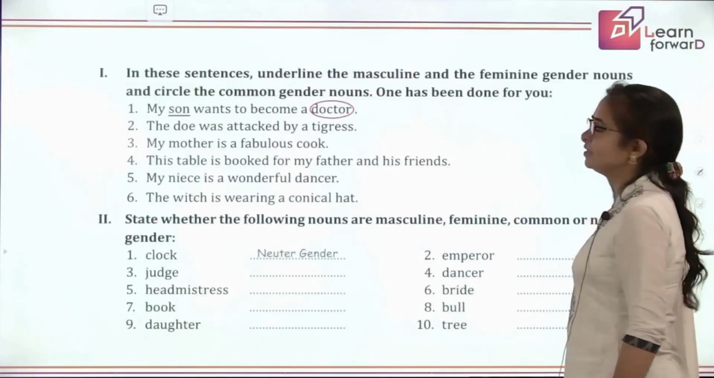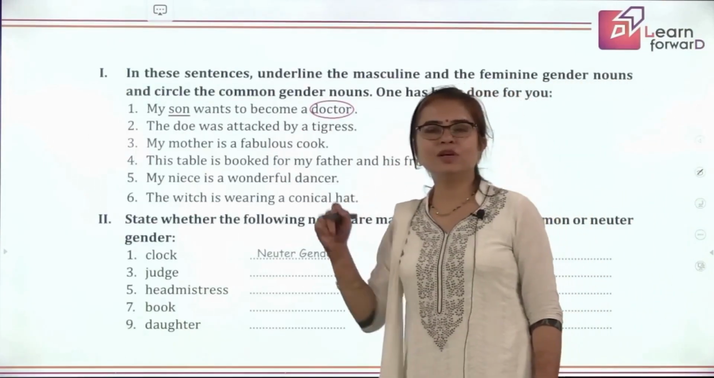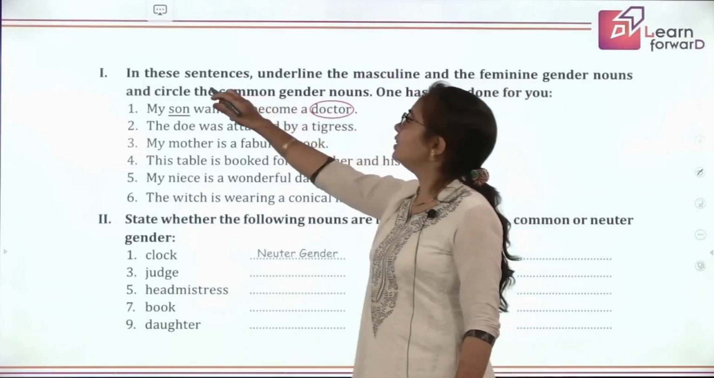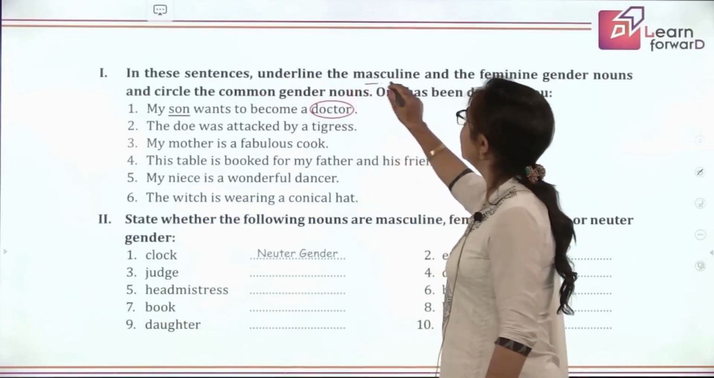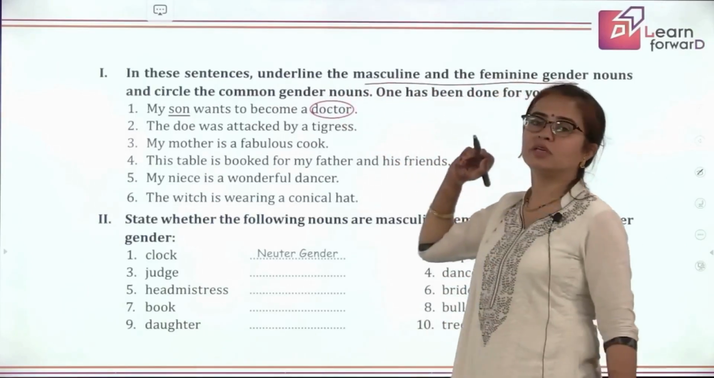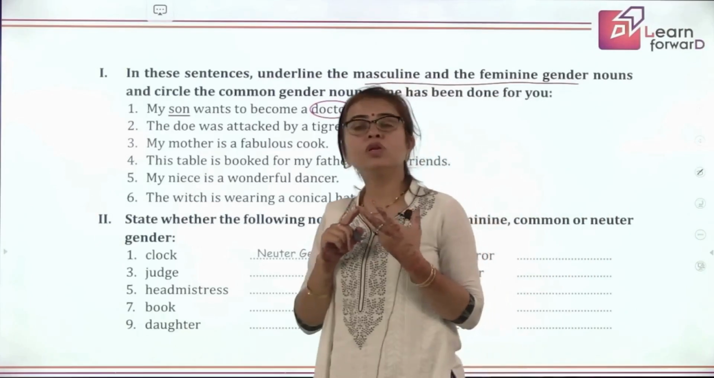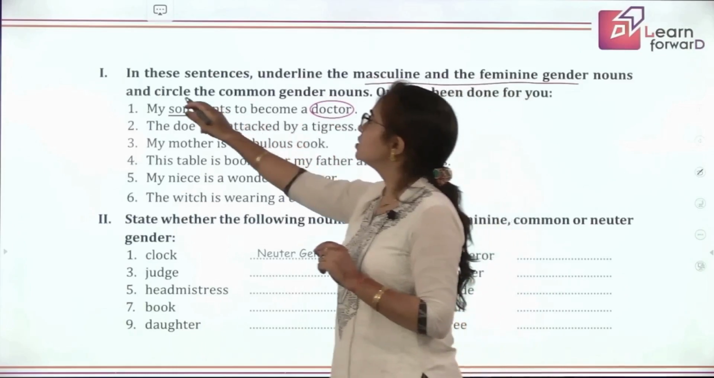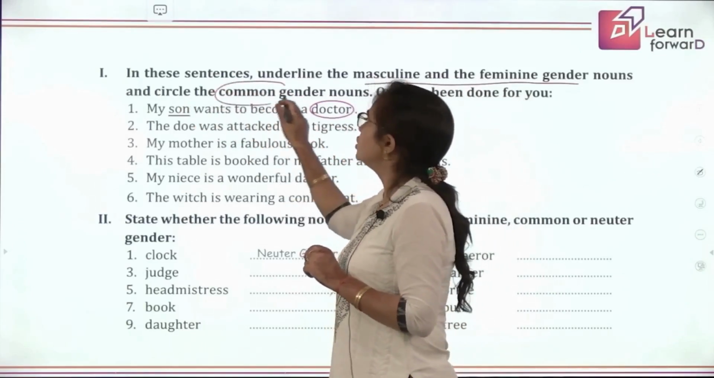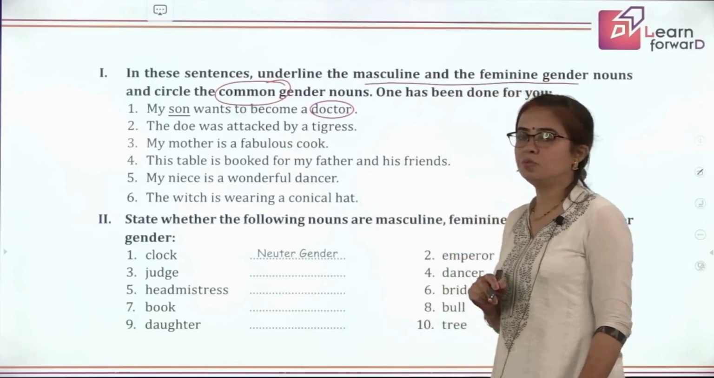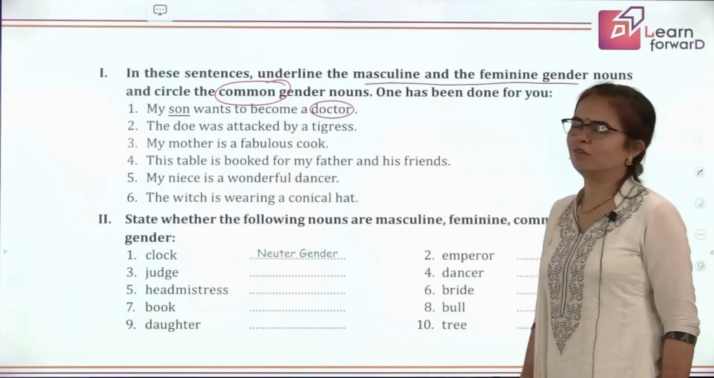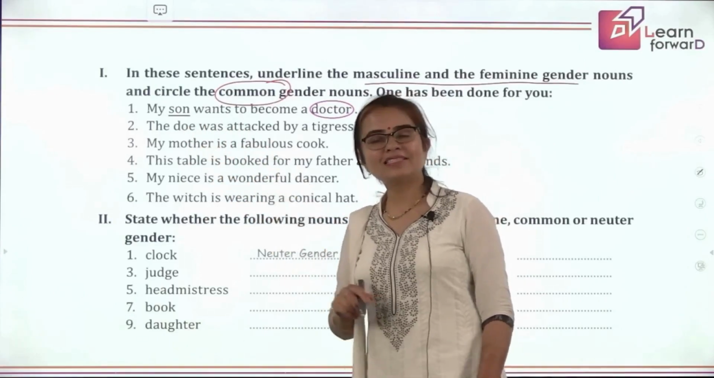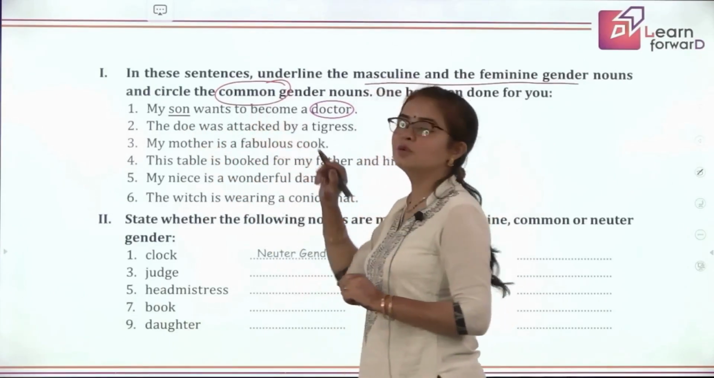Let's move ahead. Did you find it interesting to learn new words? Good. Let's do some exercise now. In these sentences, underline the masculine and feminine gender. If it is either masculine or feminine, both are to be underlined, right? And circle the common gender. The common gender is to be encircled. One has been done for you. My son. Son is a masculine gender. Wants to become a doctor.